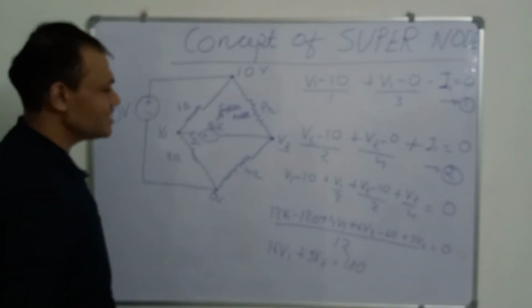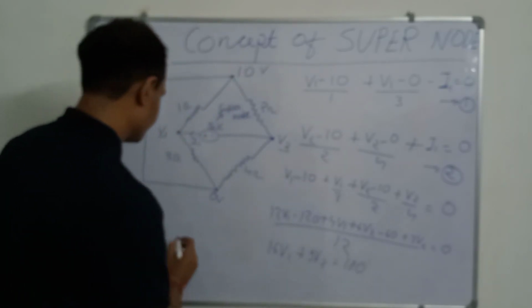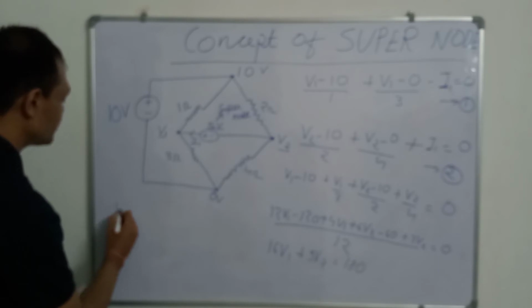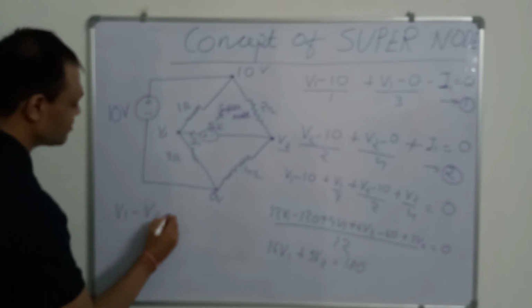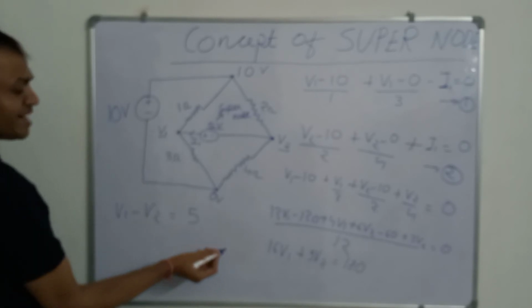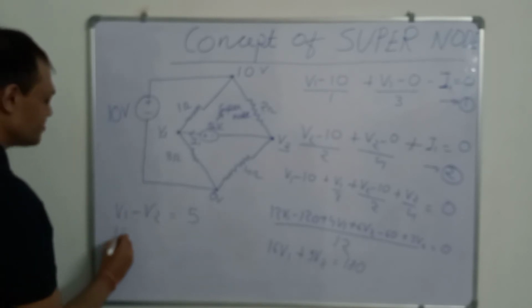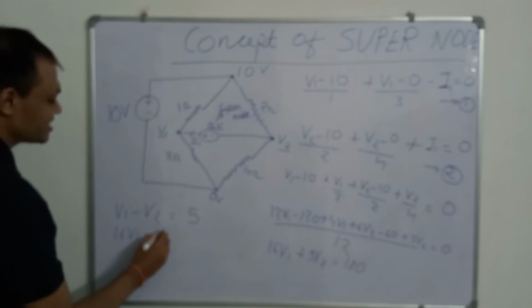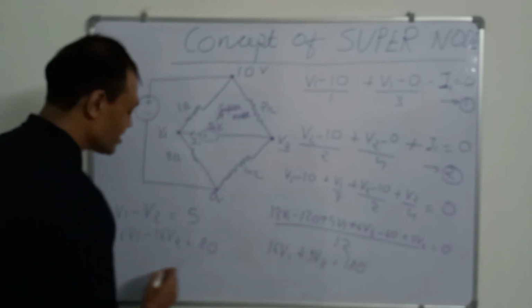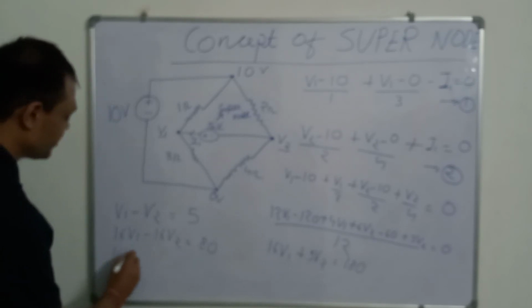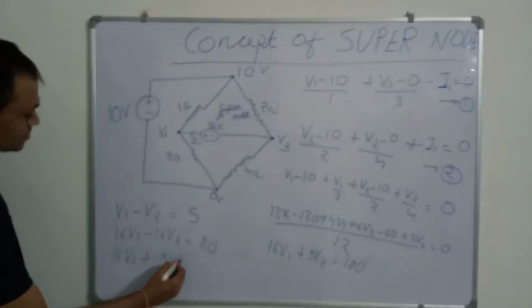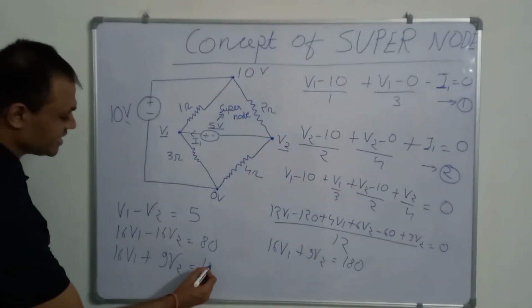And V1 minus V2 is equal to 5 because this is the 5 volt voltage source. So V1 minus V2 is equal to 5. If we multiply it by 16, we get 16V1 minus 16V2 equal to 80, and we have this equation 16V1 plus 9V2 equal to 180.